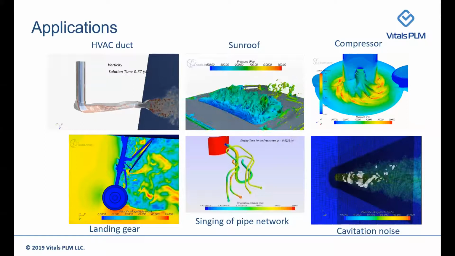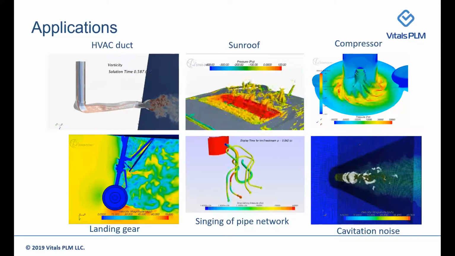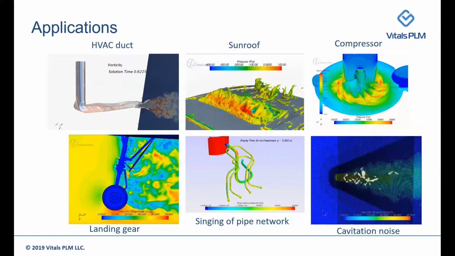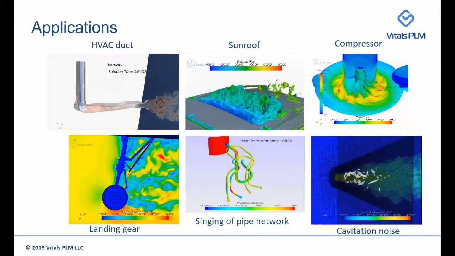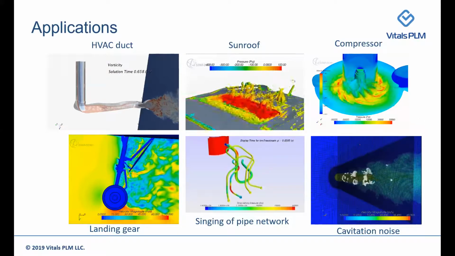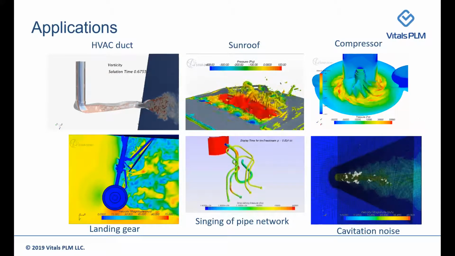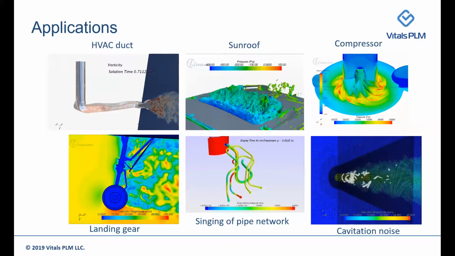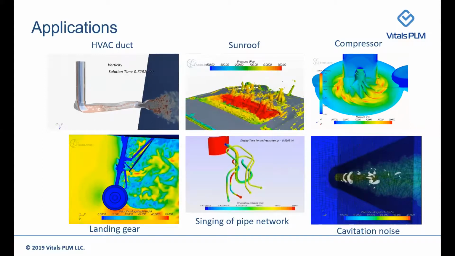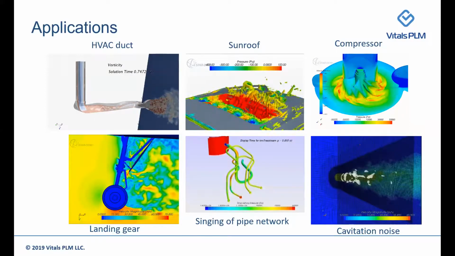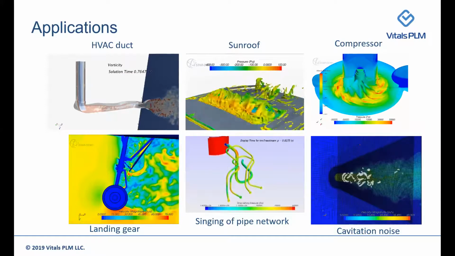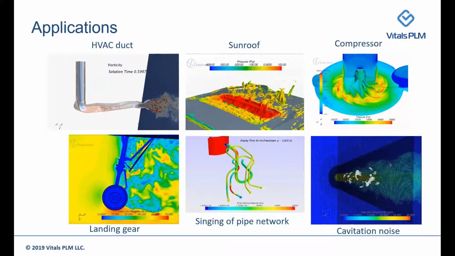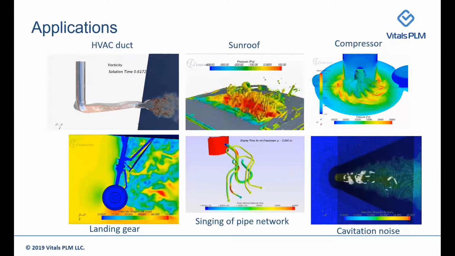And here it's interesting. It is called singing of the pipe network, because in this piping network we can see there are rhythmic flow fluctuations inside the pipe, and there is a frequency associated with this pulsation. When the frequency of the pulsation of the flow matches the natural frequency of the structure of the pipe, at that frequency we see a magnification of the sound pressure levels. So that's what is called singing of the pipe network.